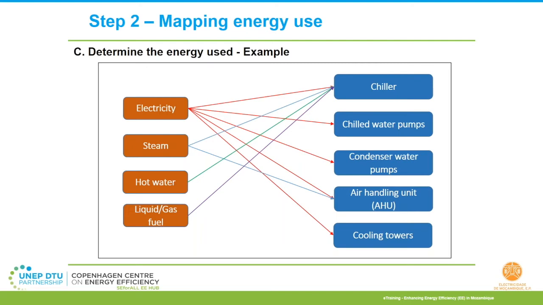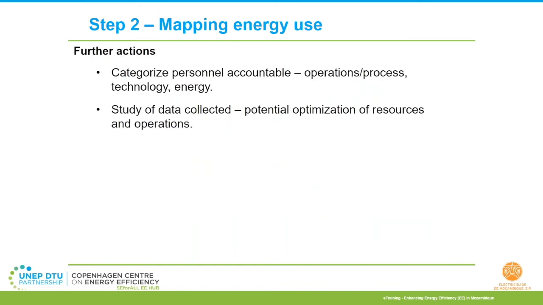So again, questions you may need to ask yourself here are: what are the types of energy inputs available and where are they used? Are suitable meters located at required points to measure, record, store the data and make it readily available on energy management systems for result oriented actions? So all these steps need to be taken into account while you are preparing your strategic plan. Further actions under the mapping could be categorization of personnel accountable for managing the operations, process, technology, and energy. This data collected can be studied for potential optimization of resources and operations.